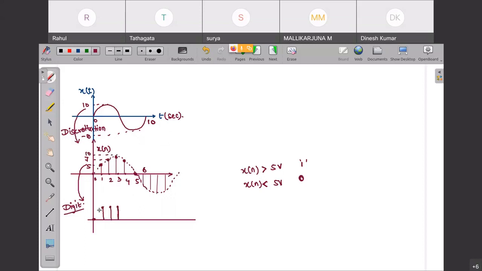So basically digitalization is what? We are discretizing the amplitudes also into 2 levels. You can even have multiple levels, but the most widely used convention is binary, where we represent using only 2 symbols. Those symbols are 1 and 0.